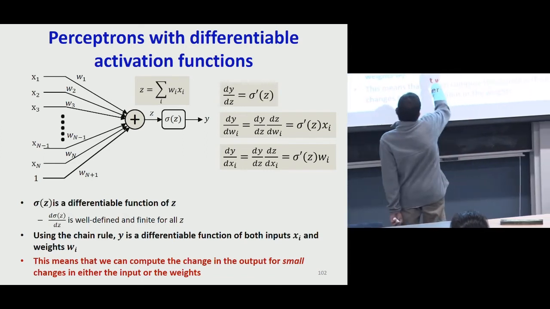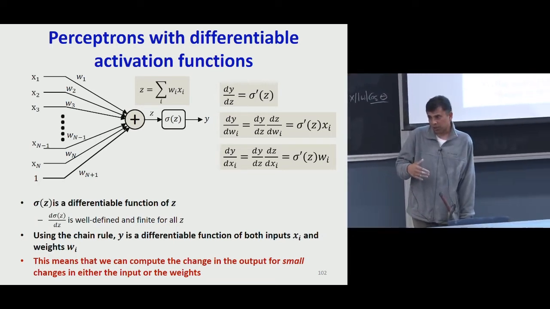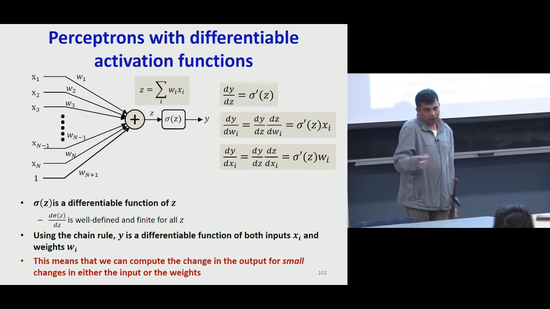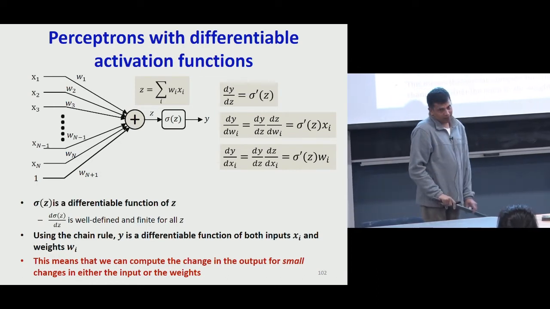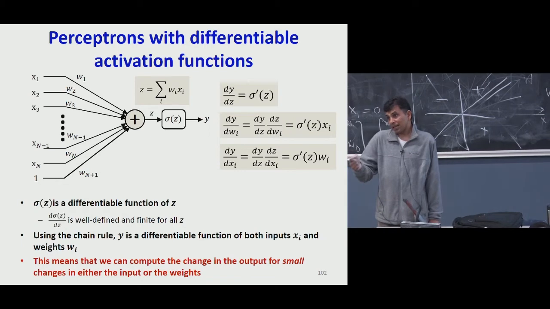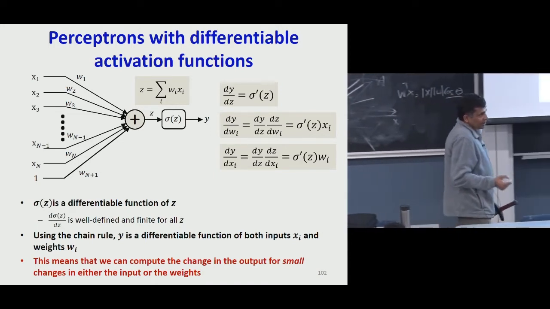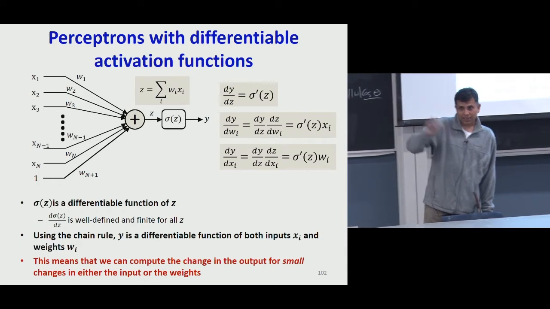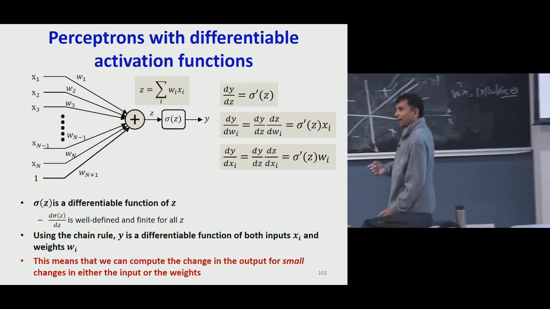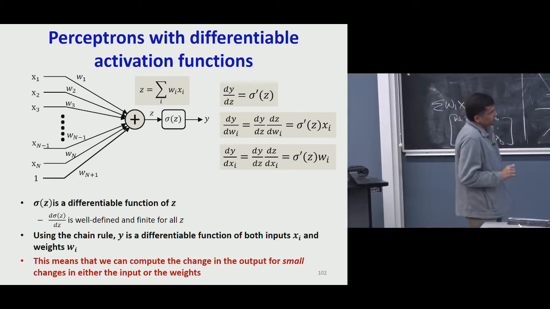Now, this component is just a simple addition. z is an affine combination of the inputs. Because it's an affine combination, I can easily compute how much a small change in w is going to change z, or how much a small change in x is going to change z. But I also can compute how much a small change in z is going to affect y. So I can chain these up, and as a result I can tell you how much a small change in x is going to change y, right? So by making the activation differentiable, we can compute the effect of small variations of either the inputs or the weights on the output.